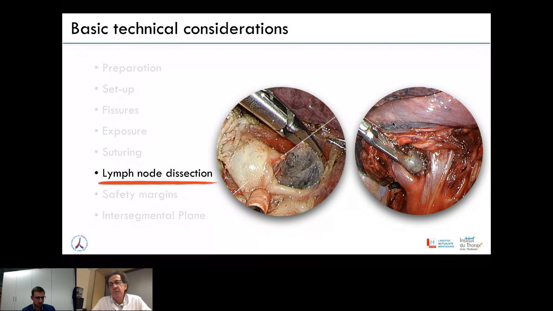And most of the men attending the meeting said, why are you performing a frozen section on intersegmental lymph node dissection? We have no time to do that. Well, I think you must find time, because if you don't do that, you will probably expose some of your patients to a recurrence and not perform the good operation, which sometimes can be a lobectomy.